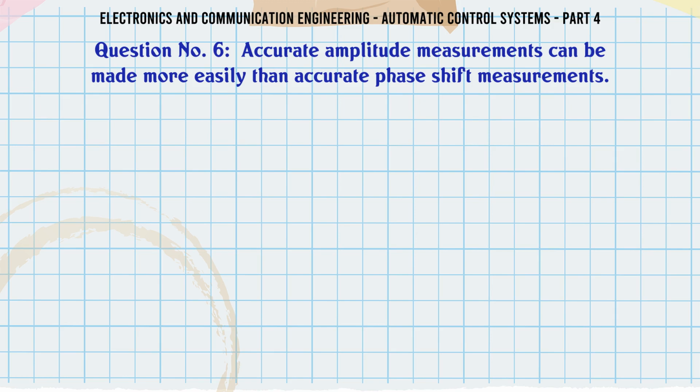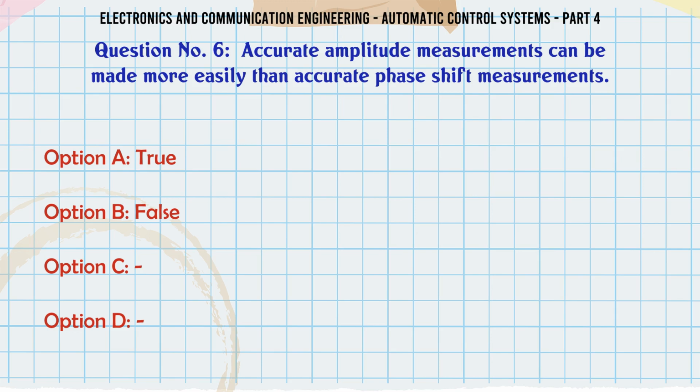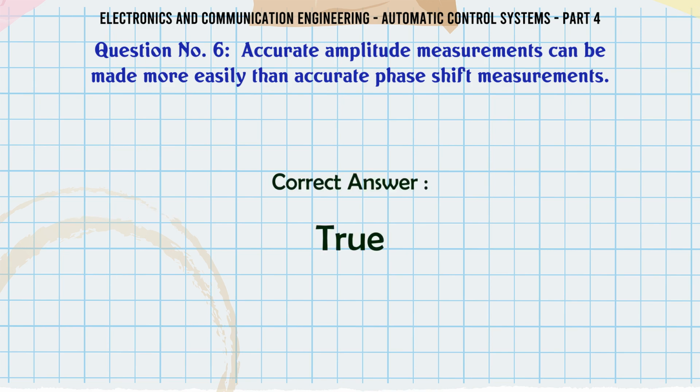Accurate amplitude measurements can be made more easily than accurate phase shift measurements. A. True. B. False. C. D. The correct answer is true.